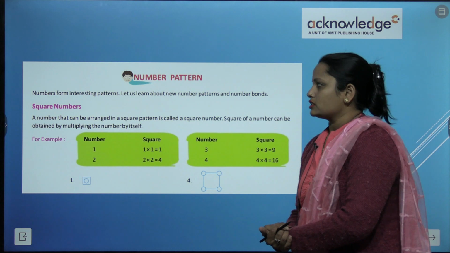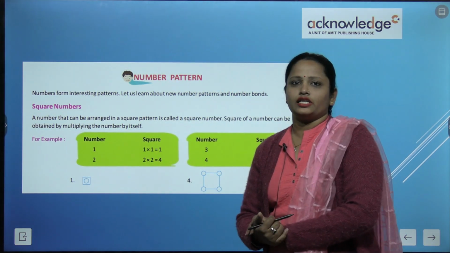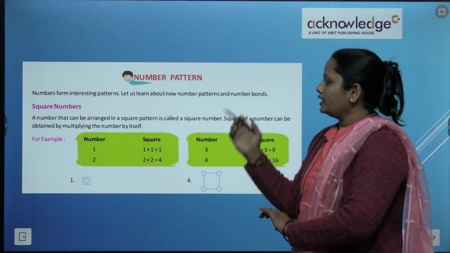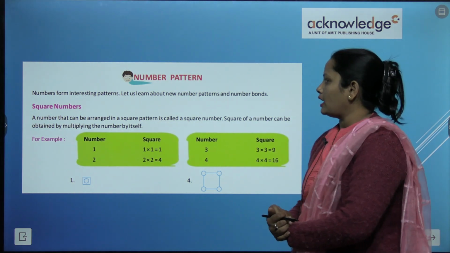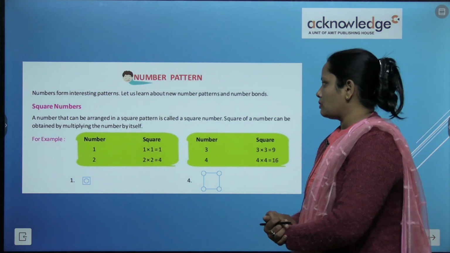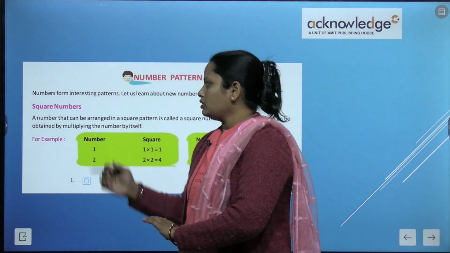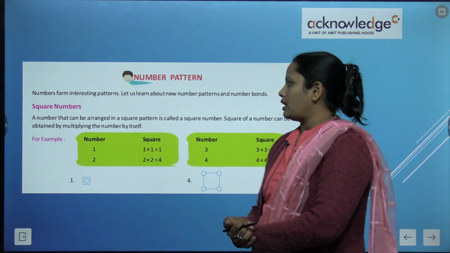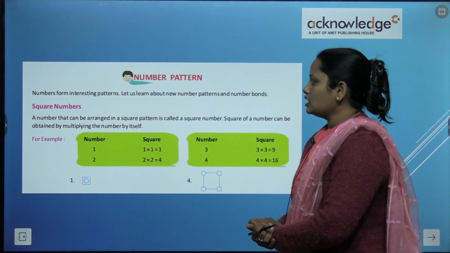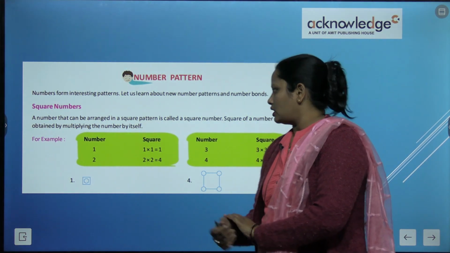What is number pattern? Numbers form interesting patterns. ये जो numbers हैं वो अलग-अलग interesting patterns बनाते हैं. Let us learn about new number patterns and number bonds. चलिए तो हम कुछ नंबर पैटर्न्स और नंबर बॉन्ड्स के बारे में पढ़ते हैं. First is square numbers. A number that can be arranged in a square pattern is called a square number. ऐसे नंबर जिसे हम स्क्वायर पैटर्न में लिखते हैं उसे ही हम स्क्वायर नंबर कहते हैं.